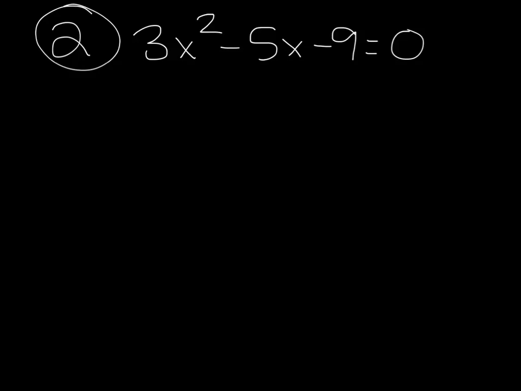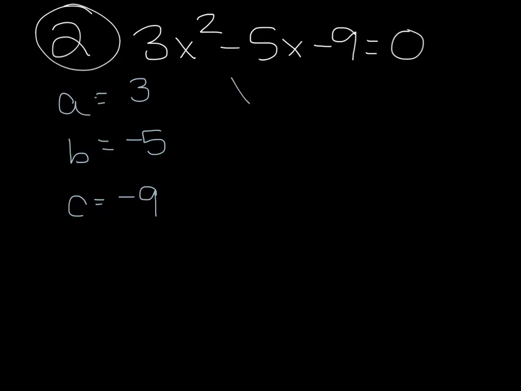Okay, here's another problem. So first thing you want to do, make sure it's in standard form. So it's equal to 0, so we're good. Now list your A, your B, and your C. This is something that I would like you to be able to do on your own before you come to class. A is going to be 3, B is going to be negative 5, and C is negative 9. Make sure you're listing those.